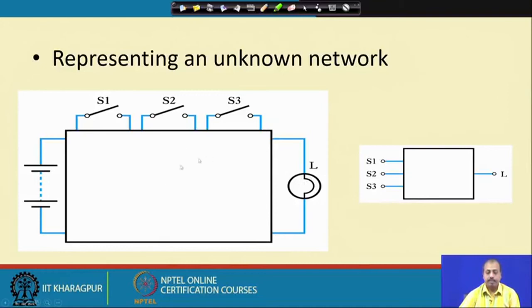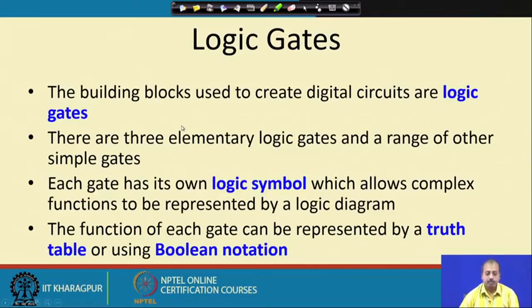So, that way you can identify the logic function that is implemented by this box by applying different switch combinations and checking the status of this light. Logic gates are building blocks for creating digital circuits, and there are 3 elementary logic gates and a range of other simple gates. We will see that there are 3 basic gates and many other derived gates. Each gate has its own logic symbol which is universally accepted, so it is expected that we use those symbols to represent the logic gates.